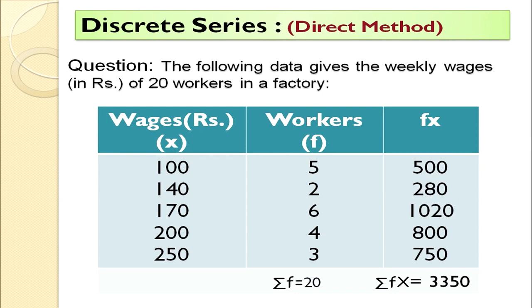Now, we have made one more column fx, as we know. We multiply 5 into 100, that comes to 500, 2 into 140 comes to 280, 6 into 170 comes to 1020, 4 into 200 comes to 800, 3 into 250 comes to 750. Now, the next step is that we add up all the multiplications of fx. It becomes summation of fx is equal to 3350.